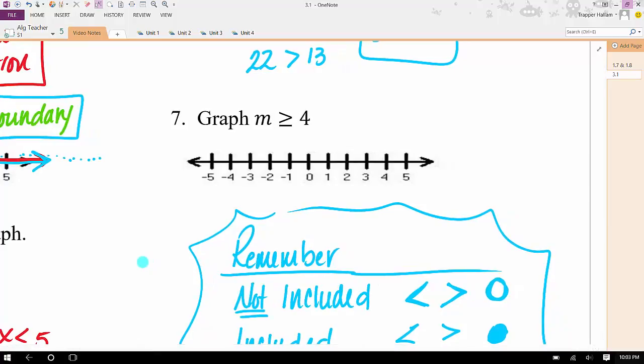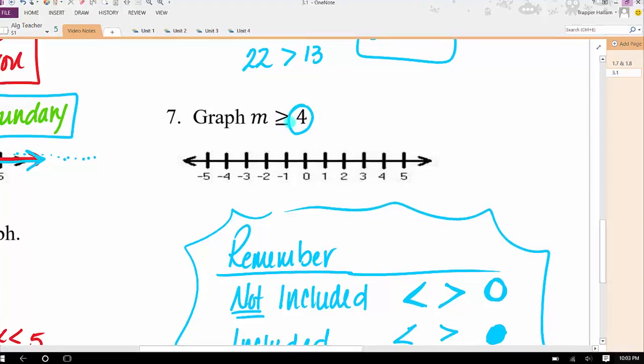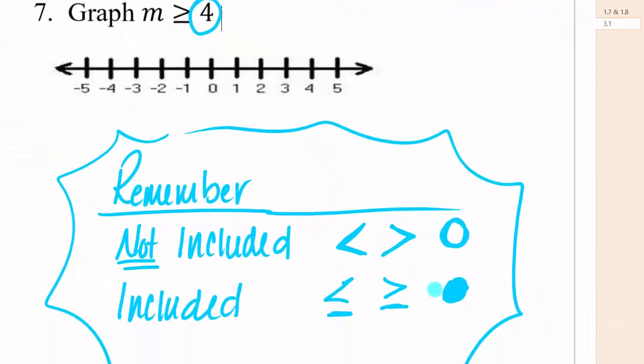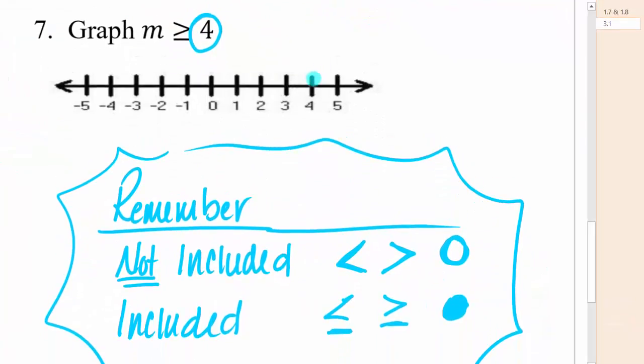Let's take one look at number 7 here and see if we can do the same thing. I'm going to pause because I'm probably going to ask this question in Edpuzzle. All right, now I'm going to continue because my pause is over. I'm going to identify my boundary, in this case 4. I look at my equal sign. Yep, it's got an equal sign, so I'm down here with included. So I go to 4, make a circle, and color it in. It says 4 is part of my solution.